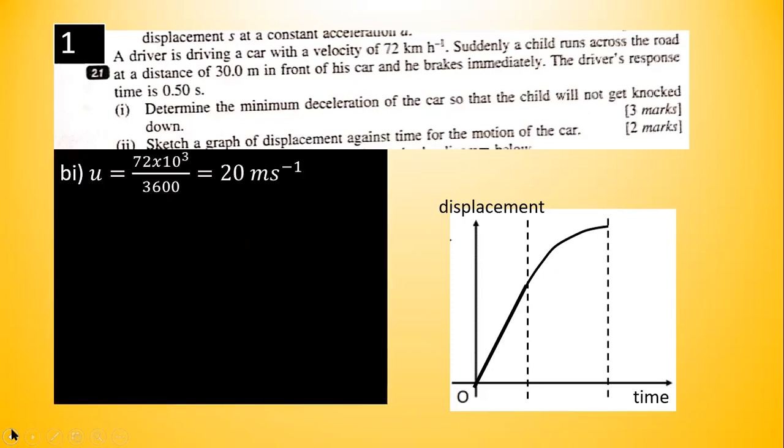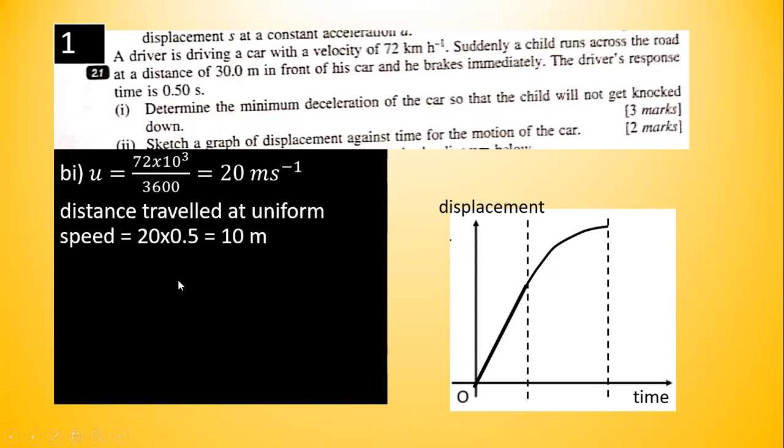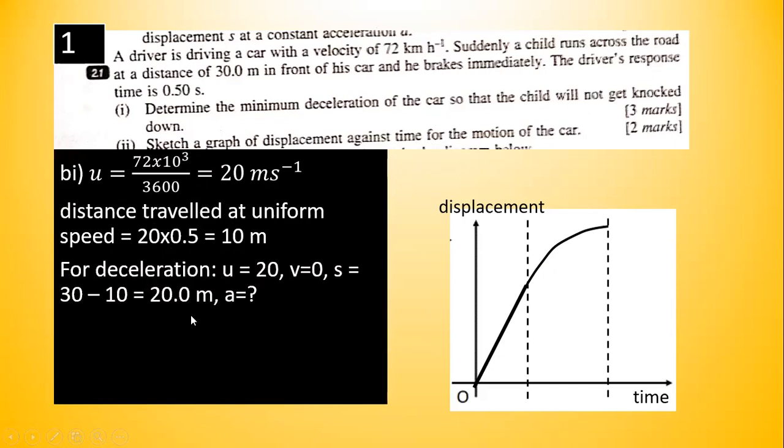First, convert your 72 km/h to meters per second: 72 kilometers is 72,000 meters, and 1 hour is 3,600 seconds. During the 0.5 seconds, that's the distance he traveled, at uniform speed: 20 times 0.5. Then for deceleration, the initial speed is 20, final is 0. That's not the distance you travel; you have to minus your 10 meters. So it's 20. Then you can calculate your acceleration using v² = u² + 2as. Put in your formula and calculate.